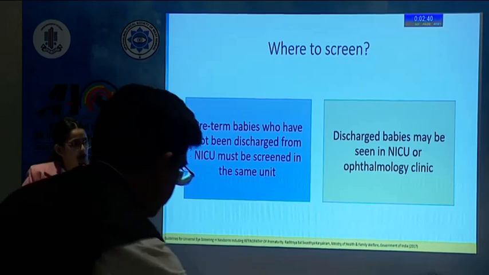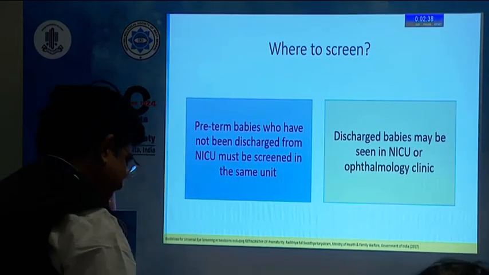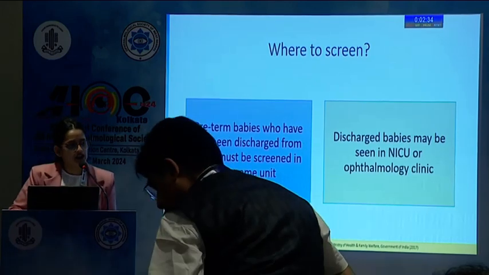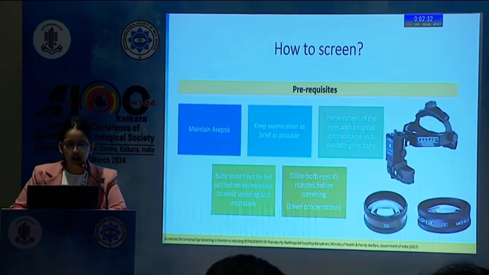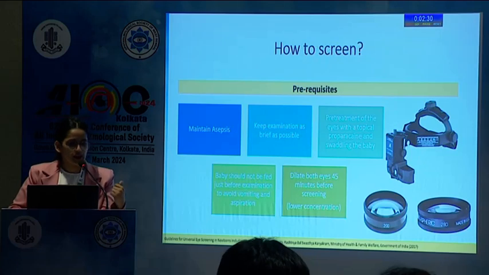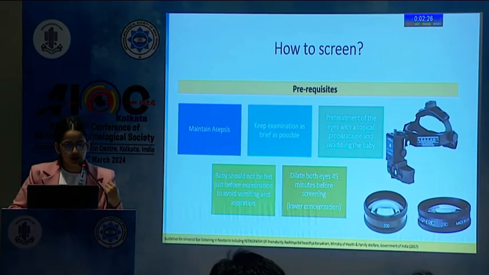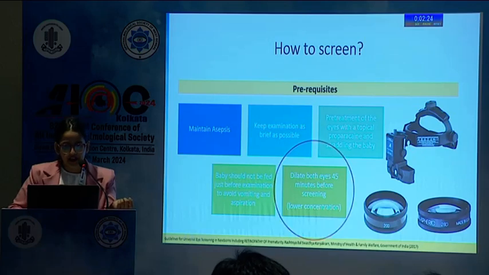And where to screen these babies? Right at the birth in NICU, where they're admitted, or after discharge, stable babies can be screened in their NICU visits or in ROP clinic. And how to screen these babies? So you maintain asepsis, you keep the examination as brief as possible. There you have to put topical proparacaine and dilate both the eyes.